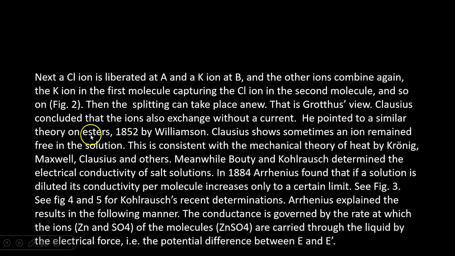He pointed to a similar view on esters of 1852 by Williamson. Clausius showed that sometimes an ion remained free in the solution. This is consistent with the mechanical theory of heat by Krönig, Maxwell, Clausius and others. Meanwhile, Budde and Kohlrausch determined the electroconductivity of salt solutions, and in 1884 Arrhenius found that if a solution is diluted, its conductivity per molecule increases only to a certain limit. See figure 3.